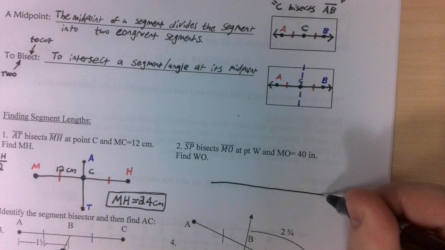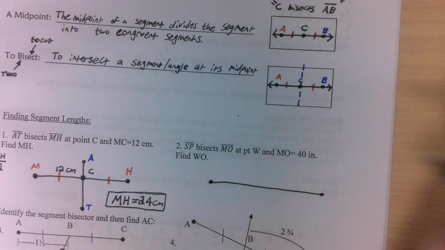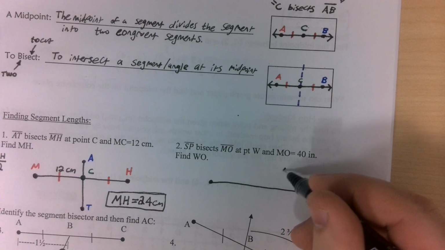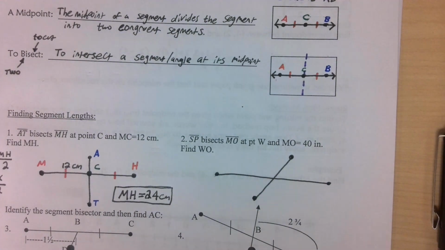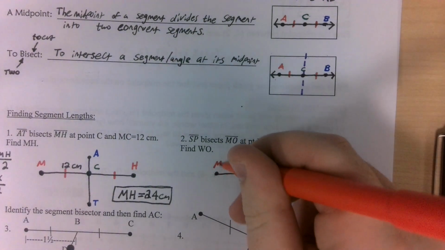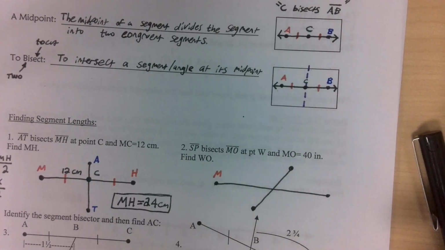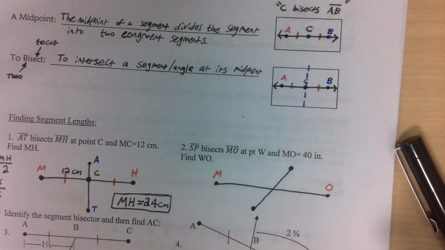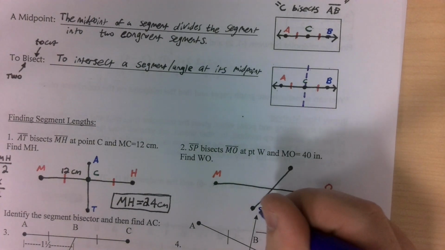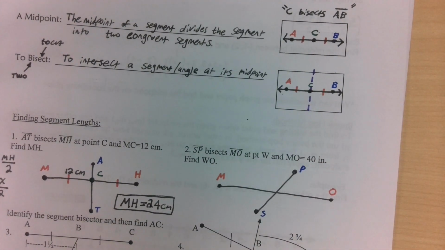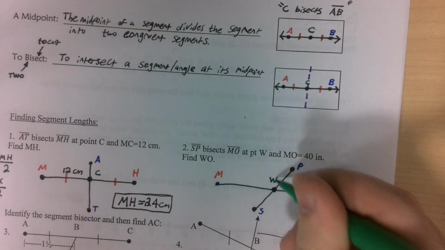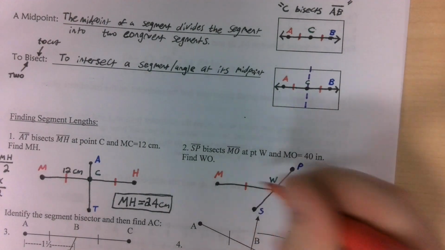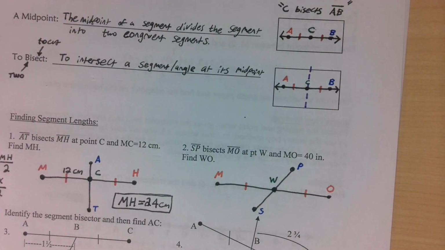SP bisects MO at point W. So, I'm going to draw SP. I'm going to make it diagonal this time, and I'm going to draw MO. MO is the line that's being cut in half or bisected, like so. SP is the bisector, the thing cutting it in half, and it says that it bisects it at point W, so the name of our midpoint is W. Hello, W. Of course, we want to show that these two sides are congruent because the bisector makes two congruent sides.